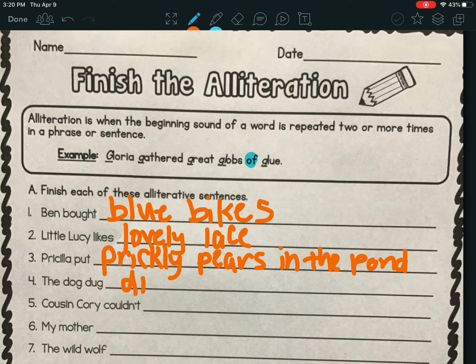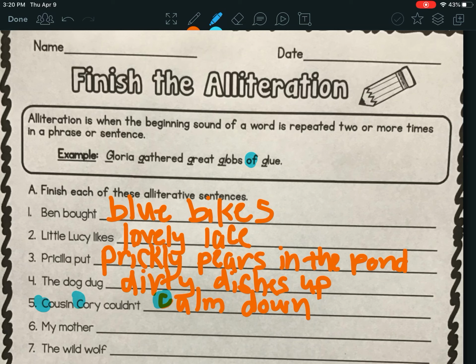The dog dug dirty... dirty what? What would you dig up? I might have to come back to that one. The dog dug dirty... Who has an idea? Dirty dishes. Up. The dog dug dirty dishes up. Cousin Corey couldn't calm down. Now again, I only added one word there that started with the C, but still, most of the words had that C to start.